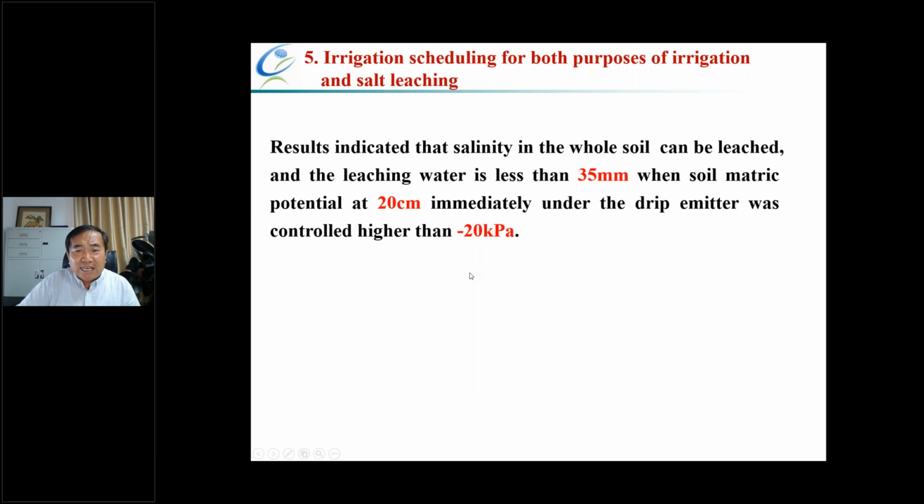The results indicated that the salinity in the whole soil can be leached, and the leaching water requirement is very small. Less than 35 millimeters is enough when the soil matric potential at 20 centimeter depth is controlled at minus 20 kPa. That means with a very small amount of water, we can leach the salt well.